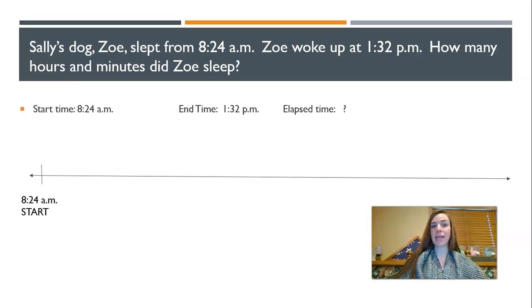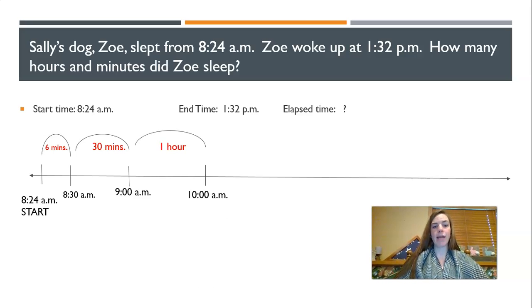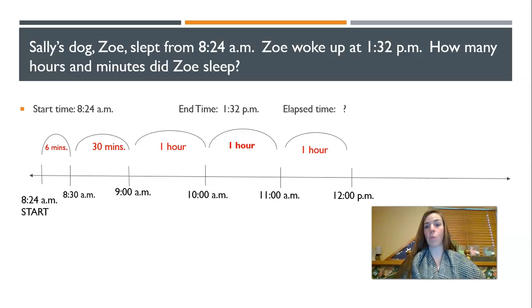I'm going to jump to my next friendly number, which would be 30 minutes. I'm going to jump 6 minutes to bring me to 8:30. Now I want to get to my next friendly hour. So I need to travel 30 more minutes, and that'll bring me right to 9 o'clock. Now I can jump hours, right? From 9 to 10 is 1 hour, 10 to 11 is another, 11 to 12 is another hour. Ooh, and I'm getting closer. My 12 is now p.m., so I need 1 more hour to get to 1 p.m.